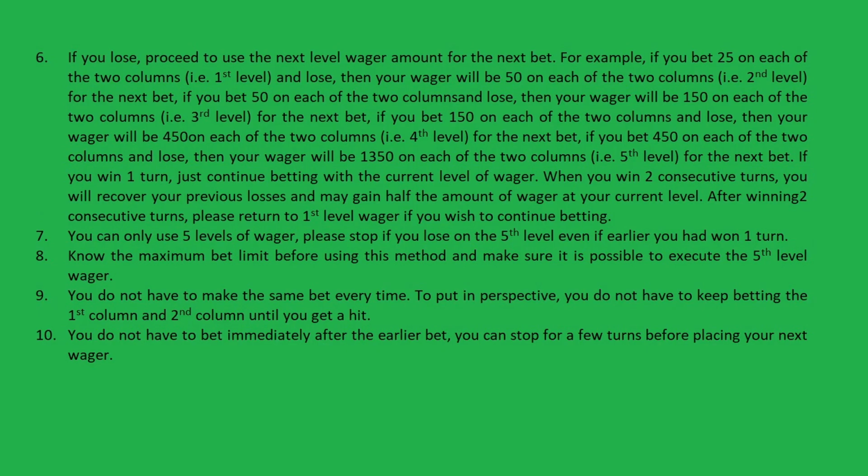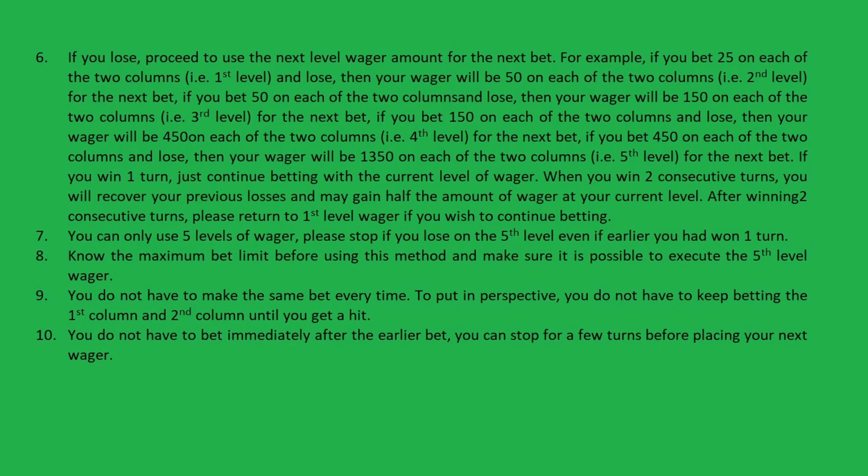If you bet 150 on each of the 2 columns and lose, then your wager will be 450 on each of the 2 columns, i.e. fourth level, for the next bet. If you bet 450 on each of the 2 columns and lose, then your wager will be 1350 on each of the 2 columns, i.e. fifth level, for the next bet.